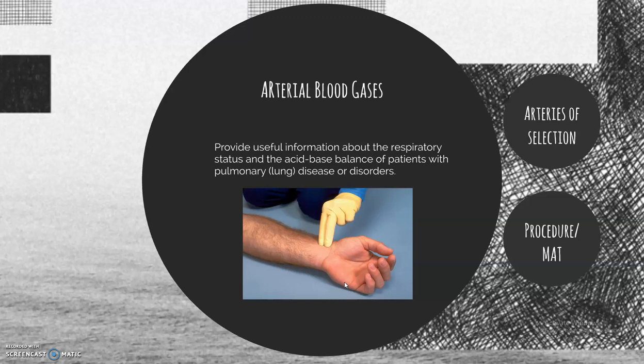The other thing to note in your textbook is that it provides information about the respiratory status and acid-base balance of patients with lung disorders or diseases. So it's really essential to determine if there's a good flow of collateral circulation.